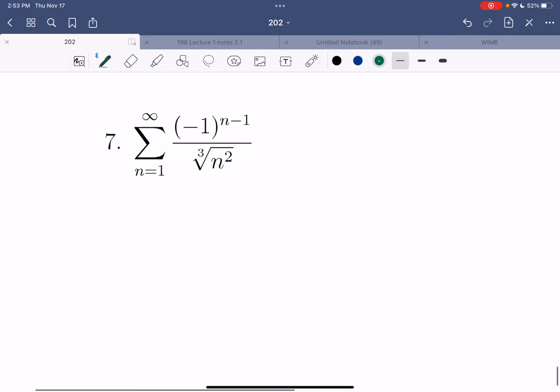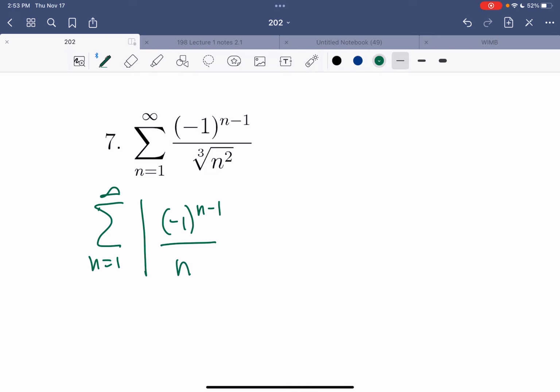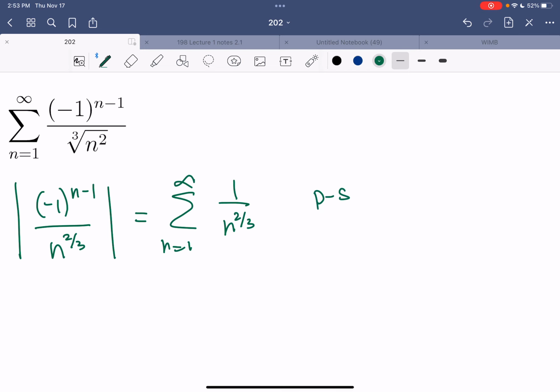The second one, if we look at the absolute value here, n equals 1 to infinity, absolute value of our an, that's n to the 2/3. And so that's just n equals 1 to infinity of 1 over n to the 2/3. This is also a p-series where our p is equal to 2/3 and our p is less than 1, and that tells us that it diverges. Okay, so that tells us that it's not absolutely convergent, but it doesn't tell us whether it's conditionally convergent or whether it's divergent.